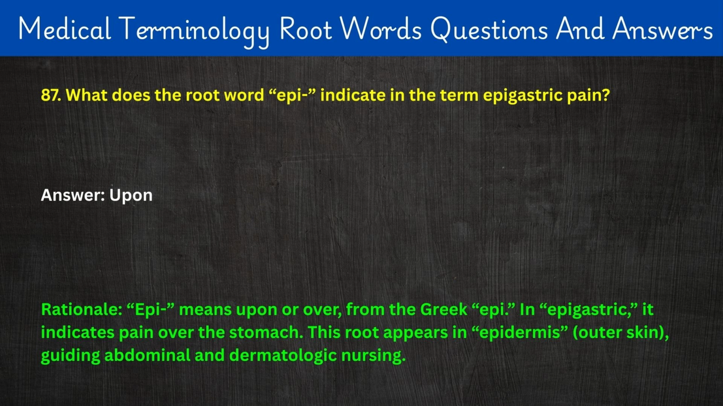87. What does the root word epi- indicate in the term epigastric pain? Answer: upon. Rationale: Epi- means upon or over, from the Greek epi. In epigastric, it indicates pain over the stomach. This root appears in epidermis, outer skin, guiding abdominal and dermatologic nursing.